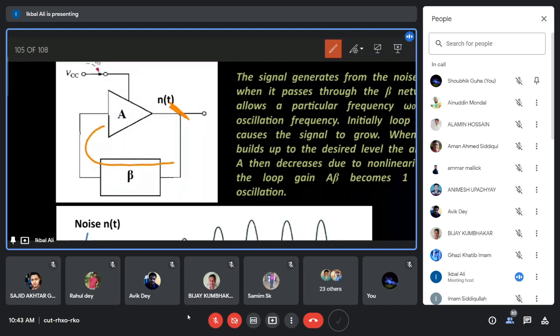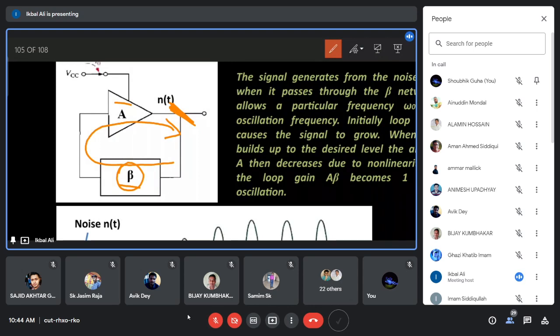The noise travels through this loop and comes here again. Then it will be multiplied by beta first in this path, then by the amplifier A. So beta first, then A, but A beta equals 1. So at this point, again, you will get the same magnitude of noise, but there will be a little bit of filtering. This beta network will filter the noise signal for a particular frequency. So you will get some particular frequency noise signal here. It is not a complete signal. So at the output, you will again get a noise signal.